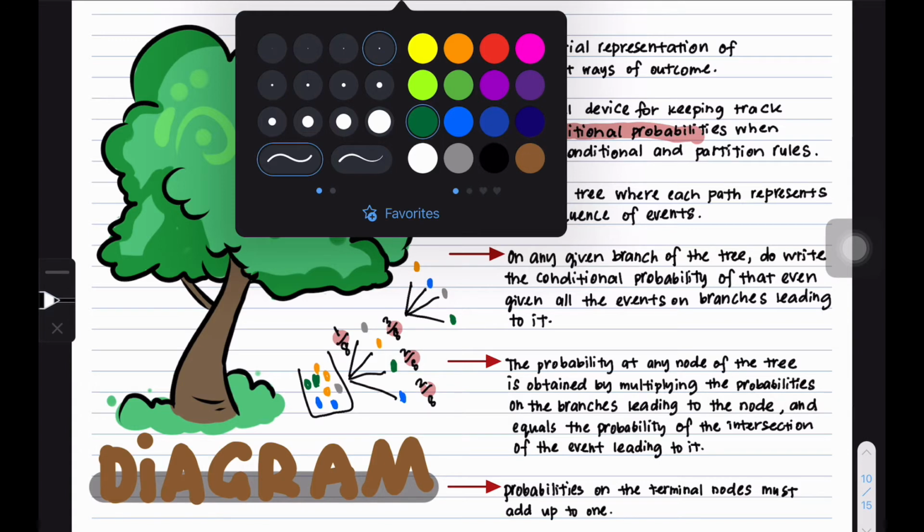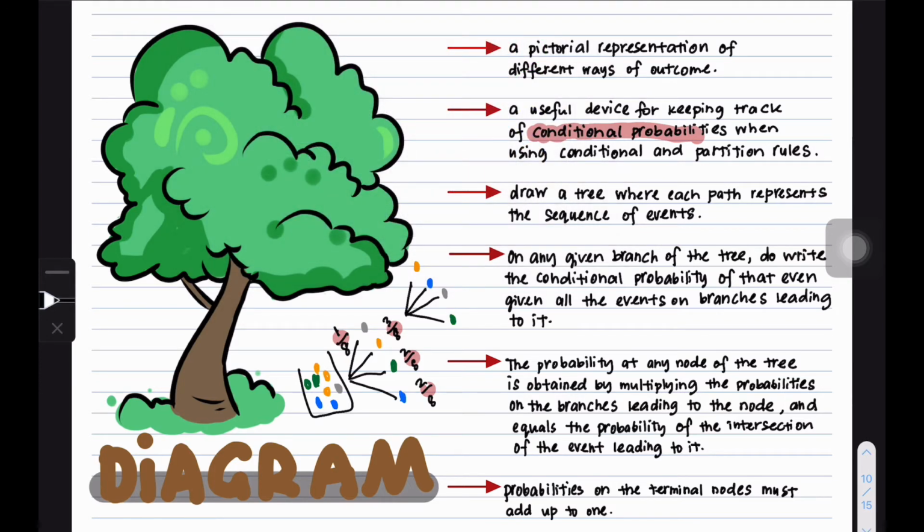Maksudnya walaupun tadi kita dah ambil satu bola, kita tengok bola tu warna orange and then kita masukkan balik bola warna orange tu ke dalam kotak. Okay, maksudnya dalam kotak tu masih lagi ada 8 bola. Bola warna orange masih lagi ada 3. So probability untuk dapat bola warna orange adalah 3/8. Probability untuk dapat bola warna biru adalah 2/8. Probability untuk dapat bola warna grey adalah grey ada berapa? 1/8. Dan probability untuk dapat bola warna hijau adalah 2/8. Again, because this one is with replacement.